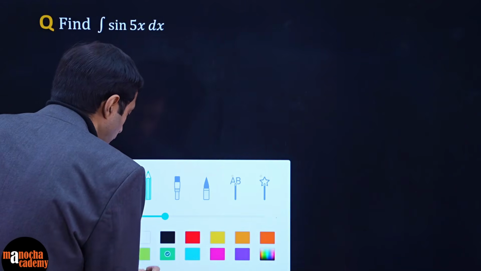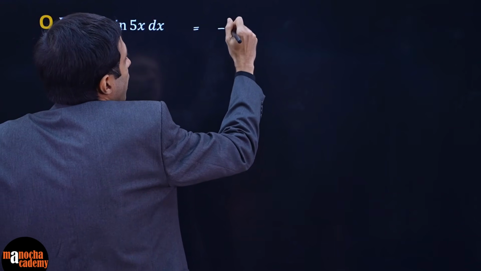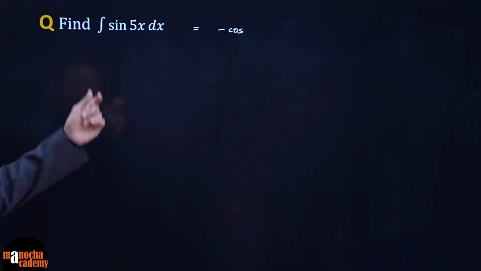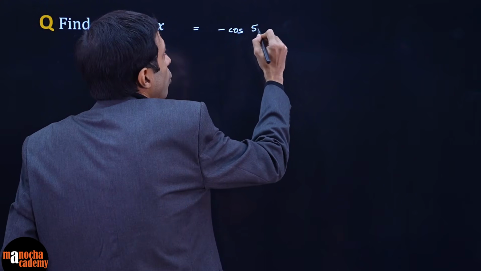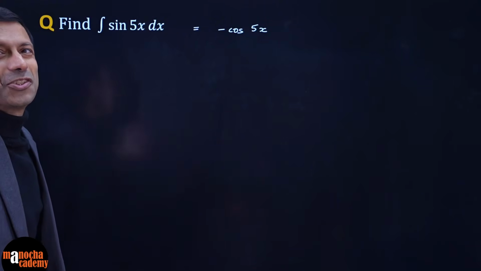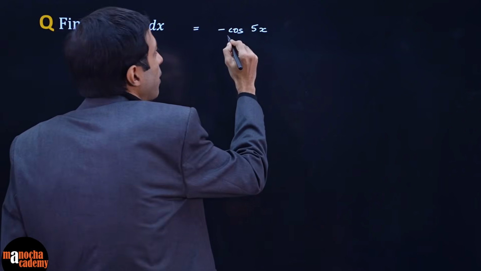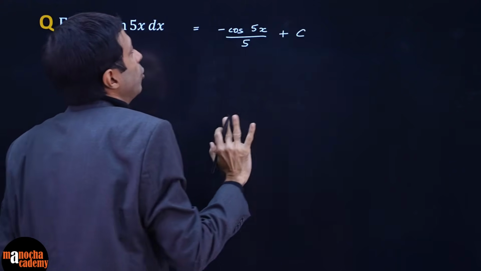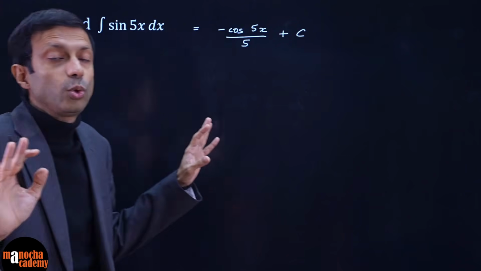By the formula technique, remember, the answer we were expecting was minus cos, taking 5x as if it was x. So it should be minus cos 5x, then differentiate 5x, that anti-chain rule. Differentiation of 5x gives you 5, so divided by 5 plus constant. This is what we expect to get by the formula. But this time we are going to prove this with substitution.